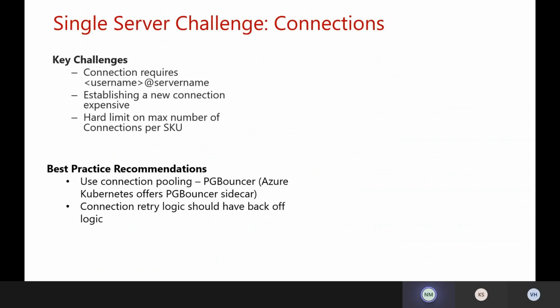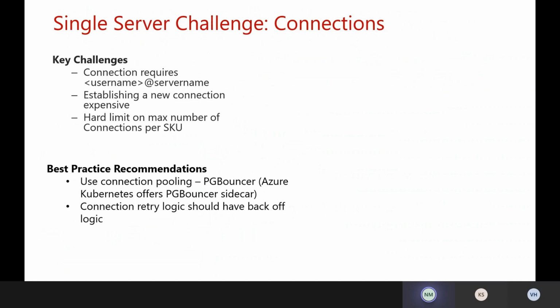Now the next one was connections. So one was connections were coming in from gateways, and two gateways, in fact, not directly to database servers. And as a sort of side effect of that, a connection always required username at server name, right? So that the gateway could actually redirect it to the correct database server.